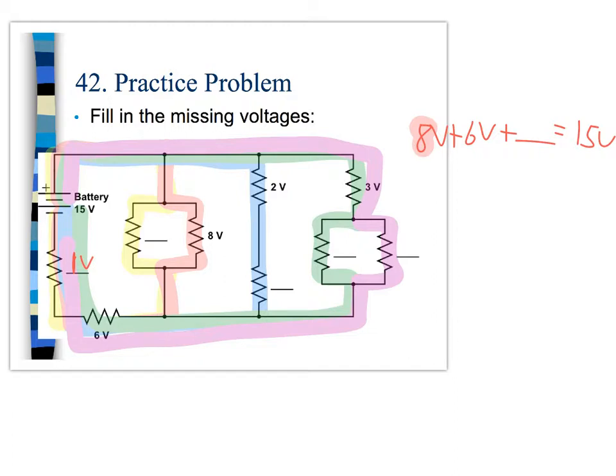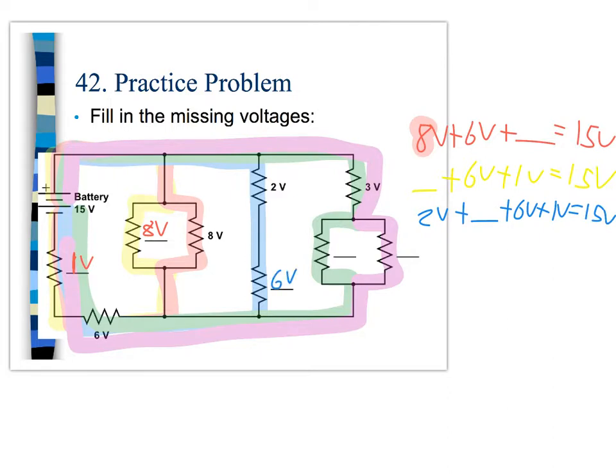I can move on to my yellow one then, and so I'm going to have a missing plus 6 volts plus 1 volt, adding up to 15 volts, and so that means this missing one here must be 8 volts. I see here how those 2 parallel branches are the same. That makes sense. Moving on to the blue loop here, we have 2 volts plus a missing one, plus 6 volts plus 1 volt must add up to 15 volts. So that means this missing one here must be 6 volts.